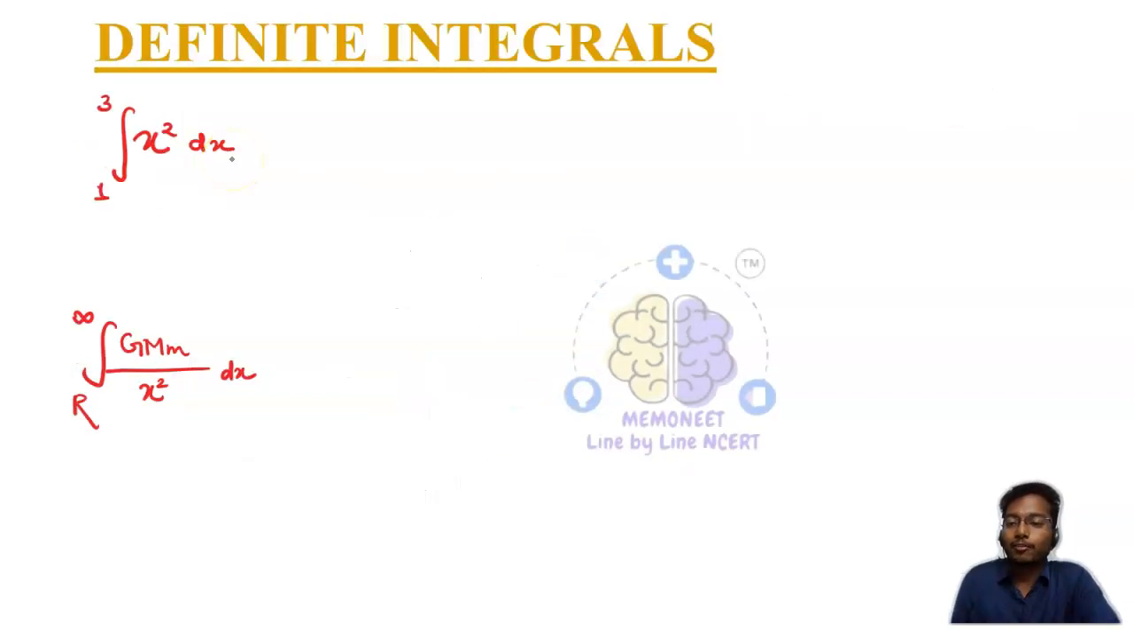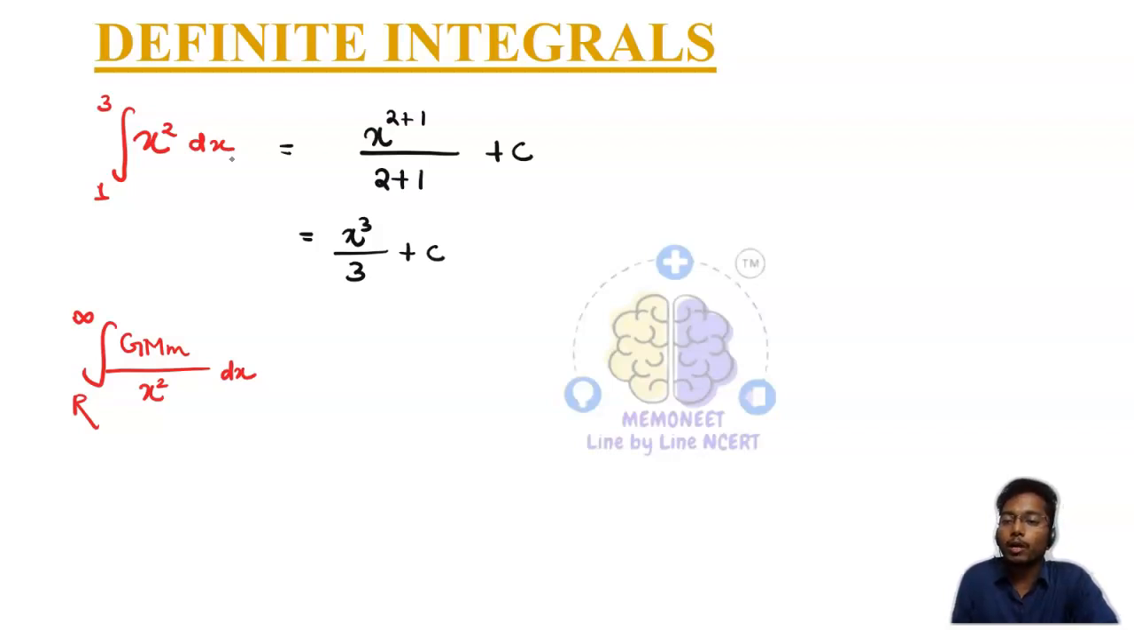Definite integrals. What do we mean by this? It is integrating with an upper limit and a lower limit. Let's say we have the question integral of x square dx. If we integrate only x square, it will be x to the power 2 plus 1 upon 2 plus 1 plus c, which equals x cube upon 3 plus c.